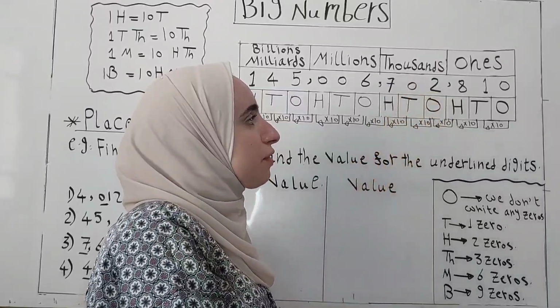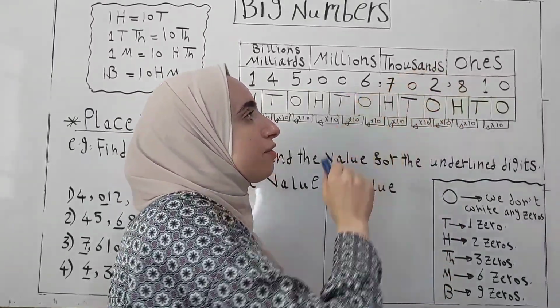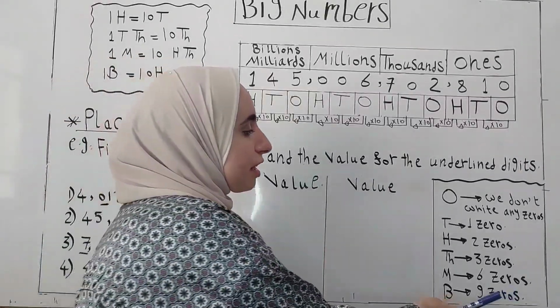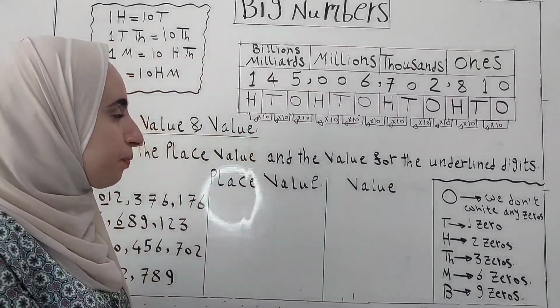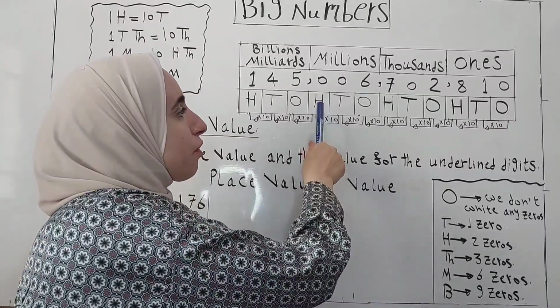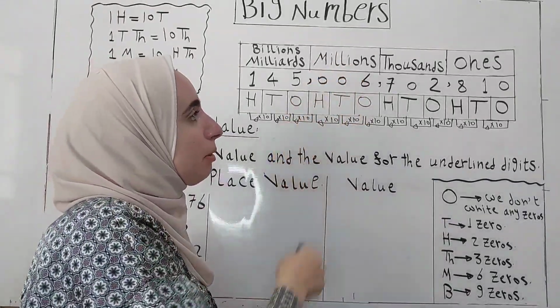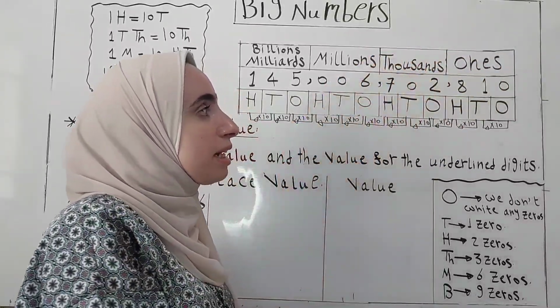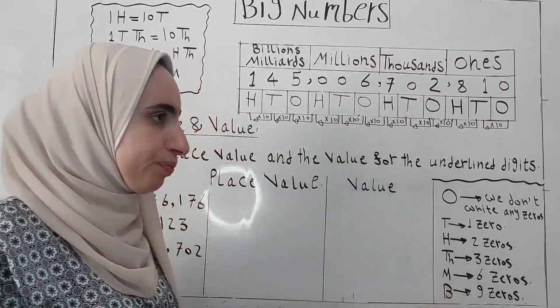3 for the thousands family and 3 for the ones family, it equals 6 zeros. If the digit is in the billions place, how many digits are before it? 3 for the millions family, 3 for the thousands family, and 3 for the ones family, it equals 9 zeros.